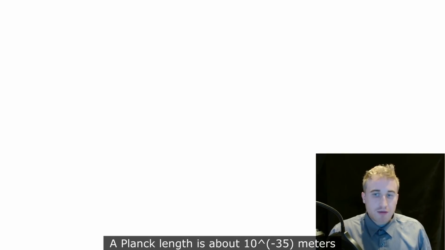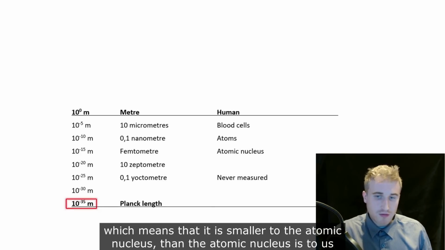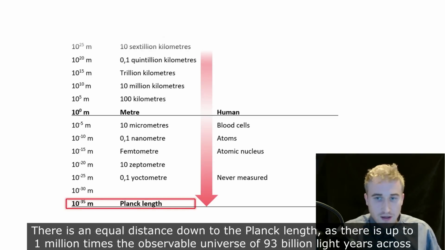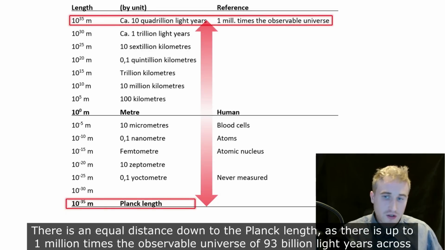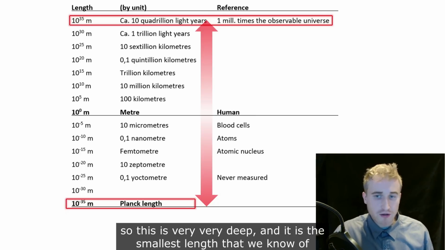A Planck length is about 10 to the negative 35 meters, which means that it is smaller to the atomic nucleus than the atomic nucleus is to us. There is an equal distance down to the Planck length as there is up to 1 million times the observable universe of 93 billion light years across. So this is very, very deep, and it is the smallest length that we know of.